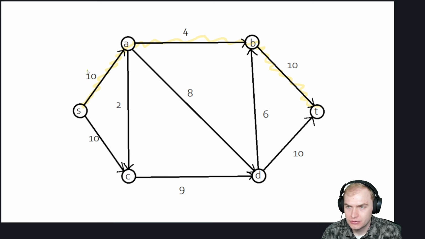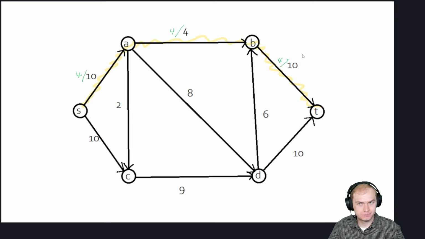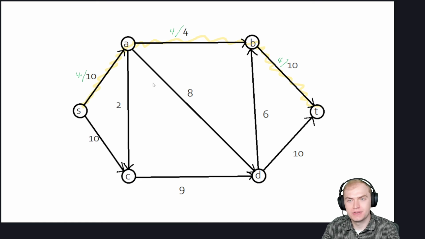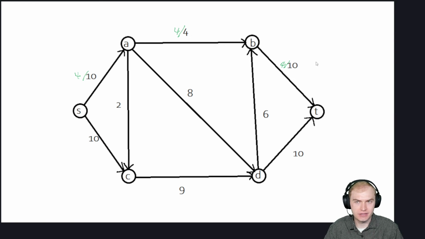So I'm going to send 4 flow over this path. So 4 out of 10, 4 out of 4, and 4 out of 10 is sent this way. So this top edge is used to its full capacity, but these other two are not yet. So 4, 4, and 4 out of 10.